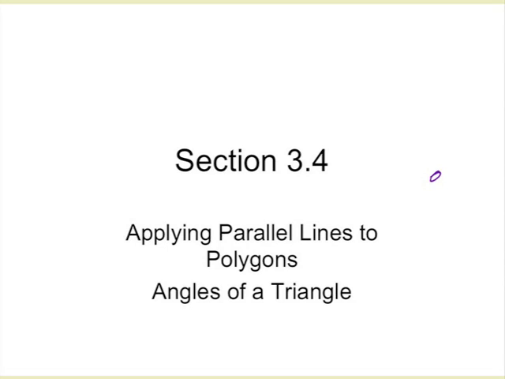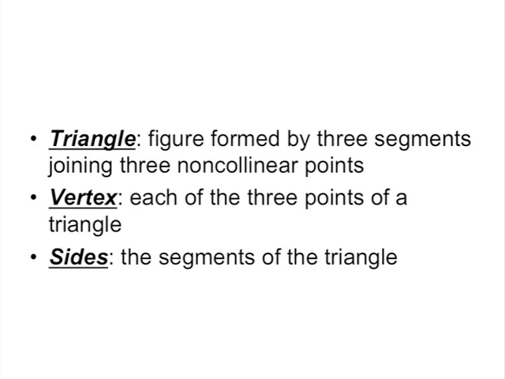Okay, in lesson 3.4, what we're going to look at is some information about triangles. So we're going to start with a lot of definitions about triangles. So first, what is a triangle? A triangle has 6 parts to it. It has 3 non-collinear points connected by 3 segments.